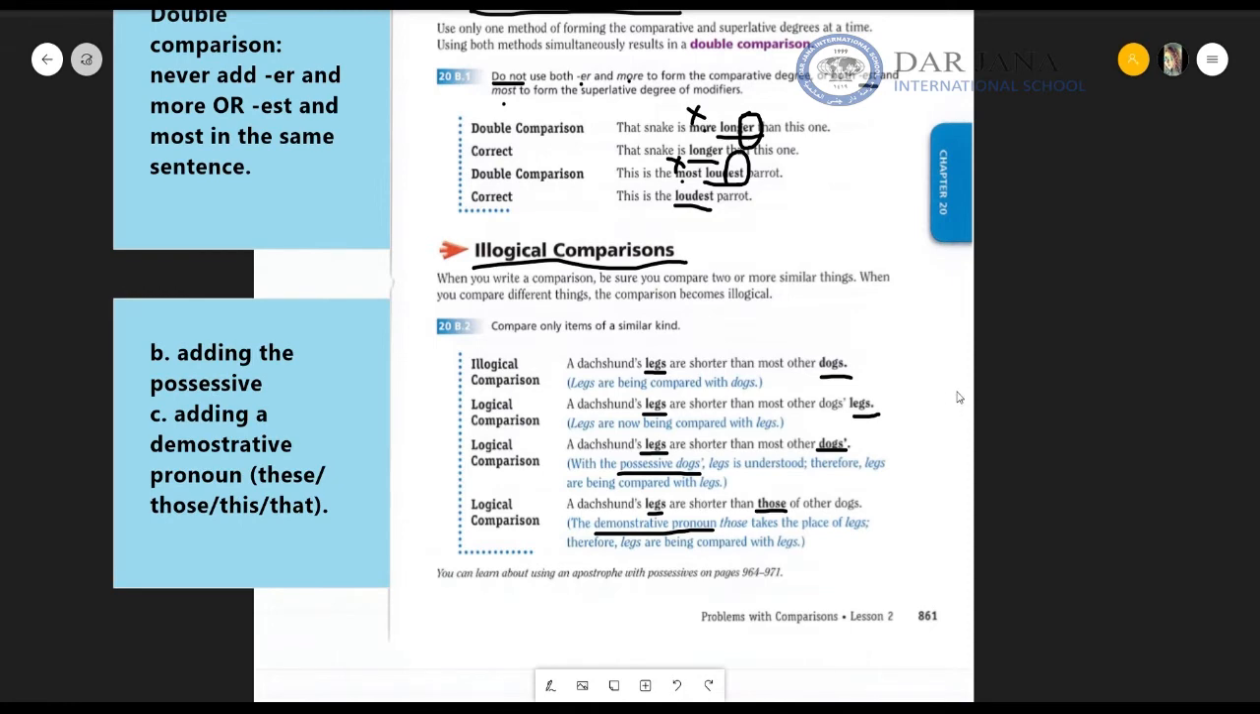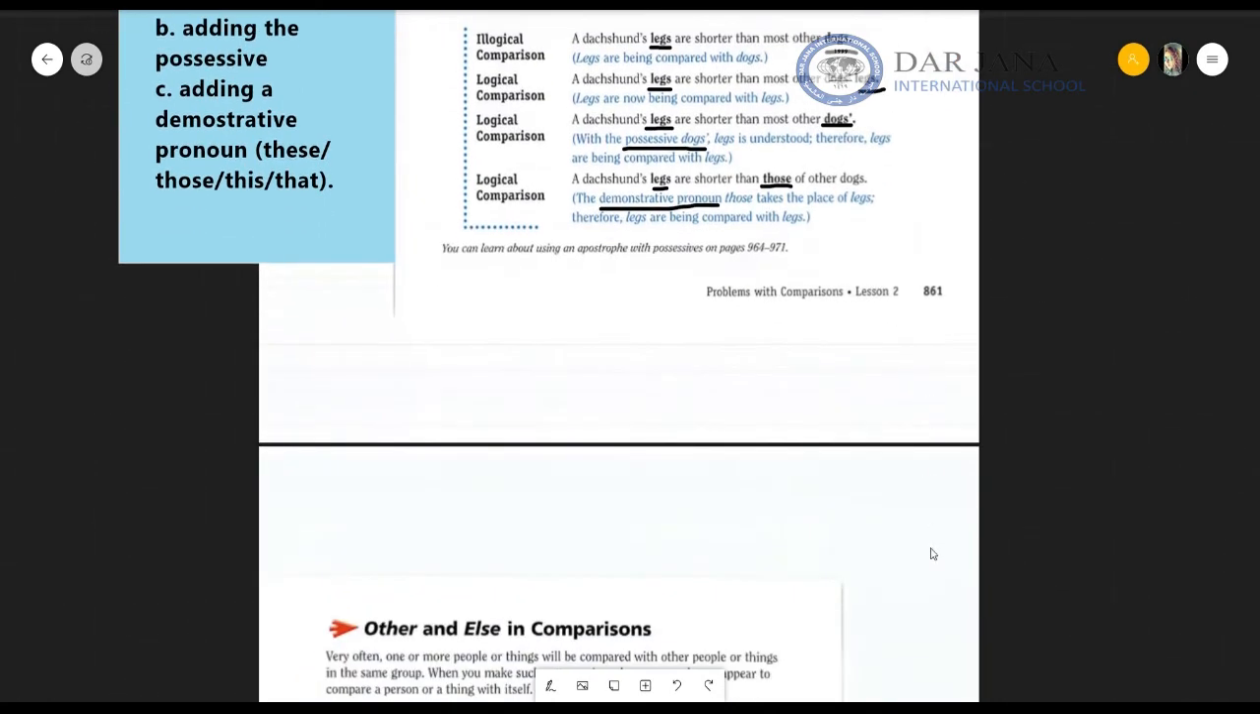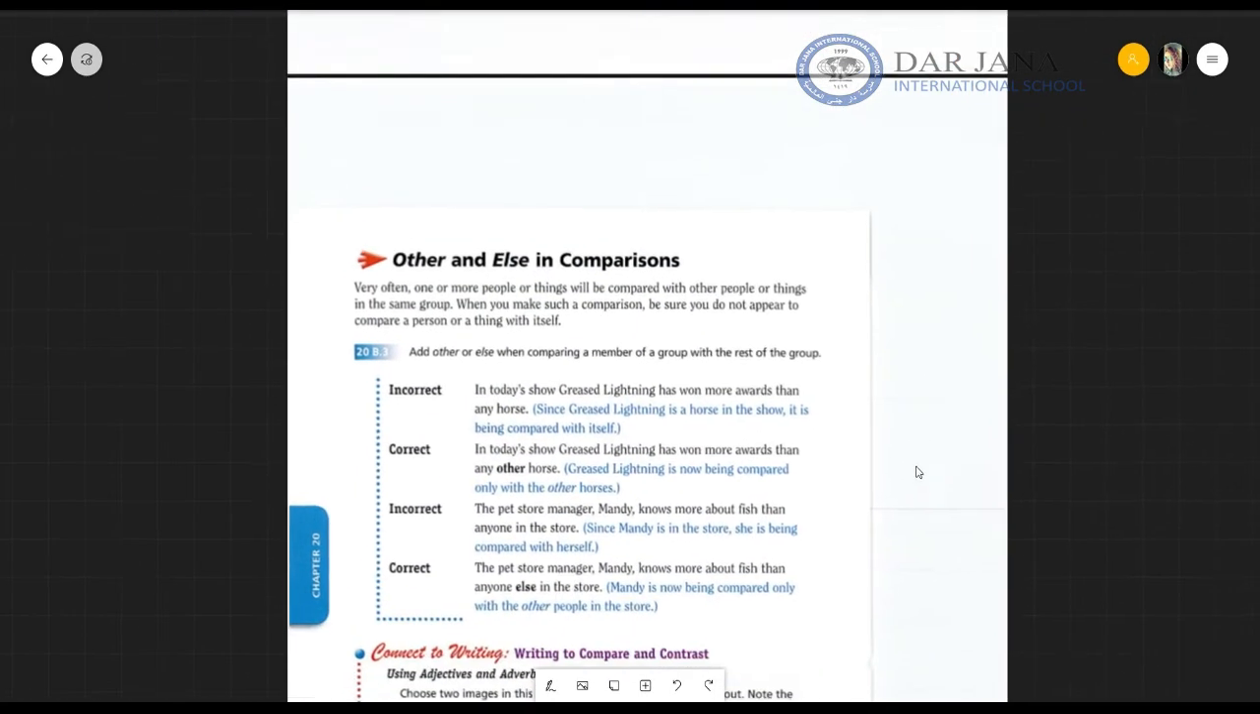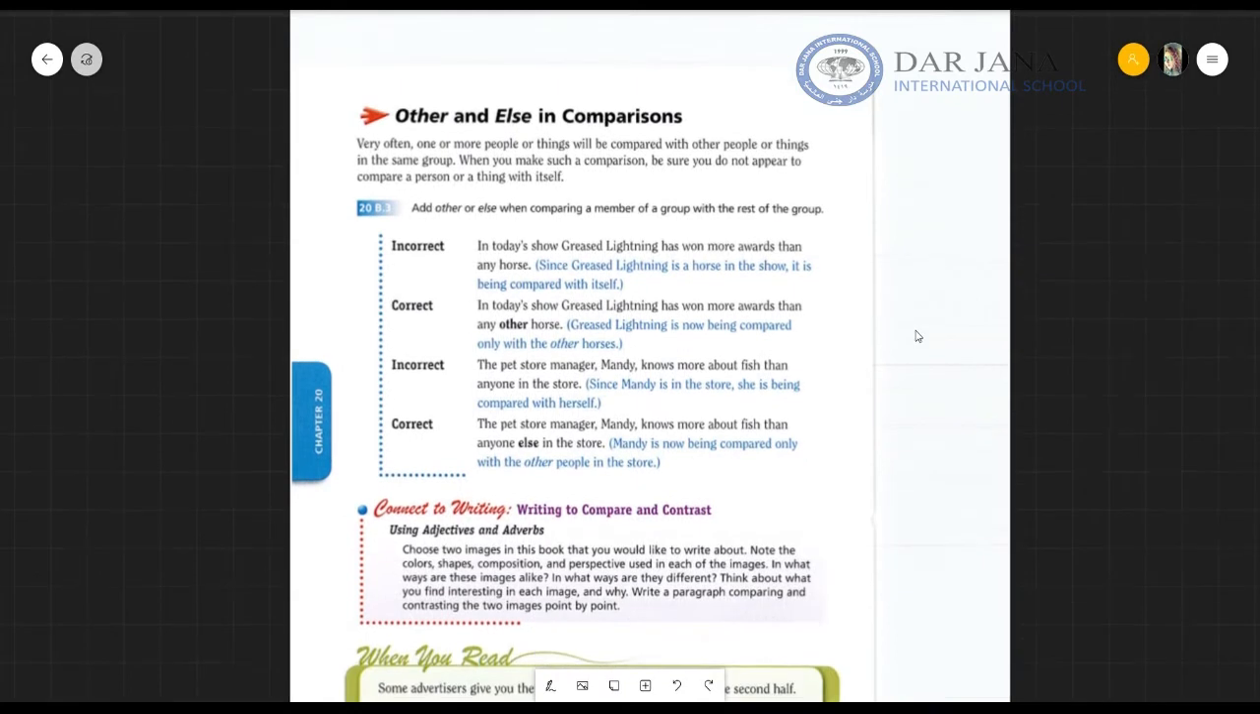So this is the second type of incorrect comparison. Now we move to the third type, which is confusing the comparison by, instead of comparing a member of a group to the group itself, comparing the member or the members of a group to themselves, which is an incorrect comparison. To elaborate, you can add other or else to fix this problem.